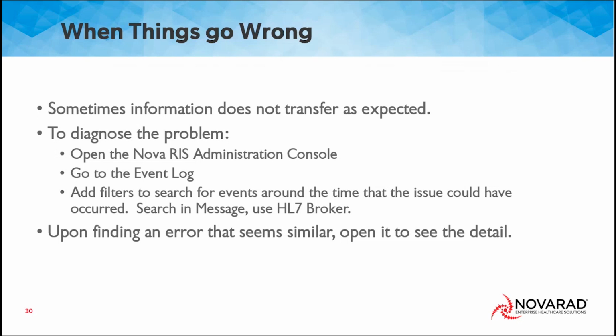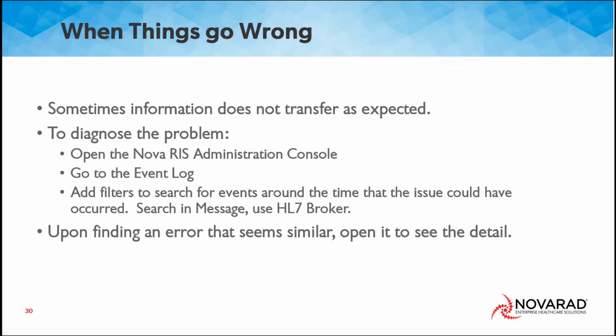So in order to see if there's been a problem, you'll need to open the Novaris administration console. You should have access to it, and if you don't, then that's time for a call to the HL7 team, or excuse me, to the technical services team at Novarad. But open the administration console, go to the event log. That's the very first tab in the admin console, and just add certain filters to search for the date and time that the issue should have occurred.